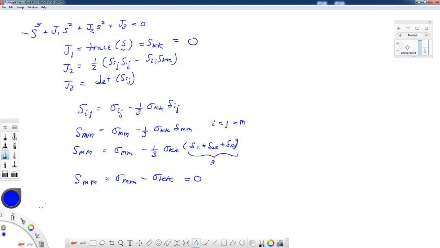That means we can also simplify our second invariant as well. Because SKK and Sii are also equal to 0, we can write the second invariant as 1/2 Sij Sij. And we're just going to leave the last one alone. I'll go ahead and write it again just so I have it over on the side. But the third invariant is still the determinant of that deviatoric stress tensor.